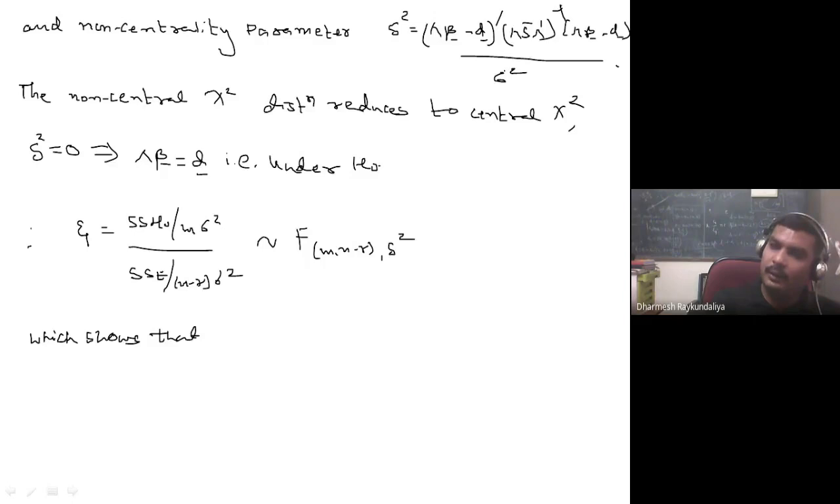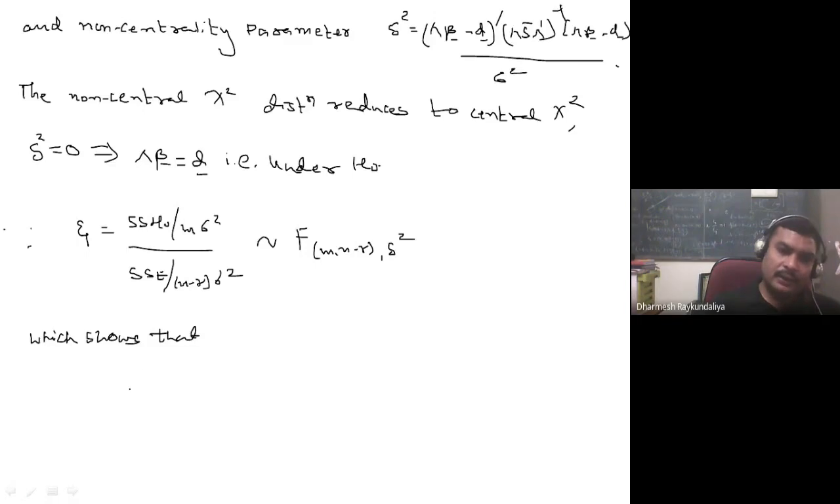This non-centrality reduces to centrality when delta square equals 0. In that case the non-central chi-square distribution reduces to the central chi-square, provided delta square equals 0. When delta square equals 0, sigma square cannot be 0 and lambda S bar lambda dash inverse cannot be 0, so this becomes 0 if and only if lambda beta equals d, which is our H0. So under H0, SSH0 upon sigma square has the chi-square distribution with m degrees of freedom. But under the alternative, it is a non-central chi-square with m degrees of freedom and non-centrality parameter delta square.